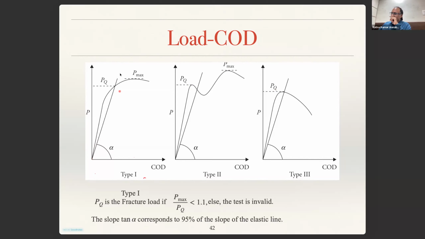If you don't see P max and PQ exclusively, then the way to identify PQ is to draw a line parallel to 95% of the slope of the elastic line. We know the slope of the elastic line, 0.95 times the slope of that line will be this line, and that will be your alpha. Wherever that line cuts the curve, that is going to be your PQ. That is the universal guideline.